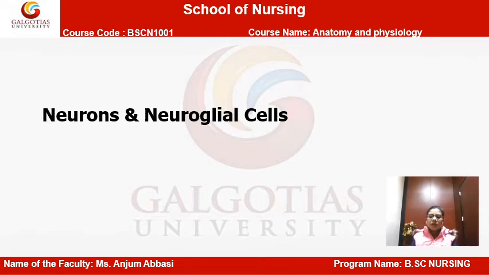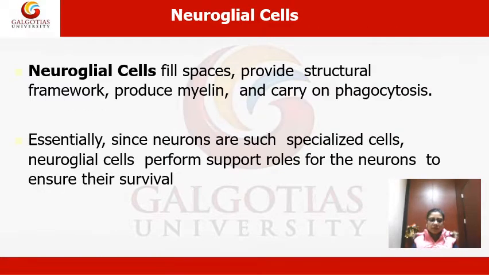So today's lecture we are taking on anatomy, in which the topic is neurons and neuroglial cells. So what do you mean by neuroglial cells? We can say neuroglial cells are specialized cells which remain in the brain, and they fill up the space and provide a structural framework to the brain, and they produce myelin. Okay, and they carry out phagocytic functions, and we can say these are essential to the neuron; they are specialized cells which perform roles for the neuron to ensure their survival.